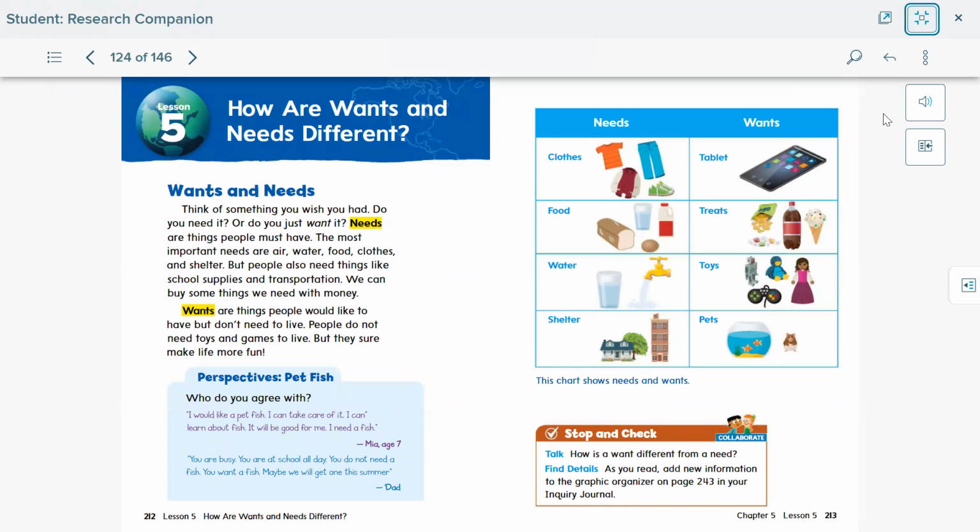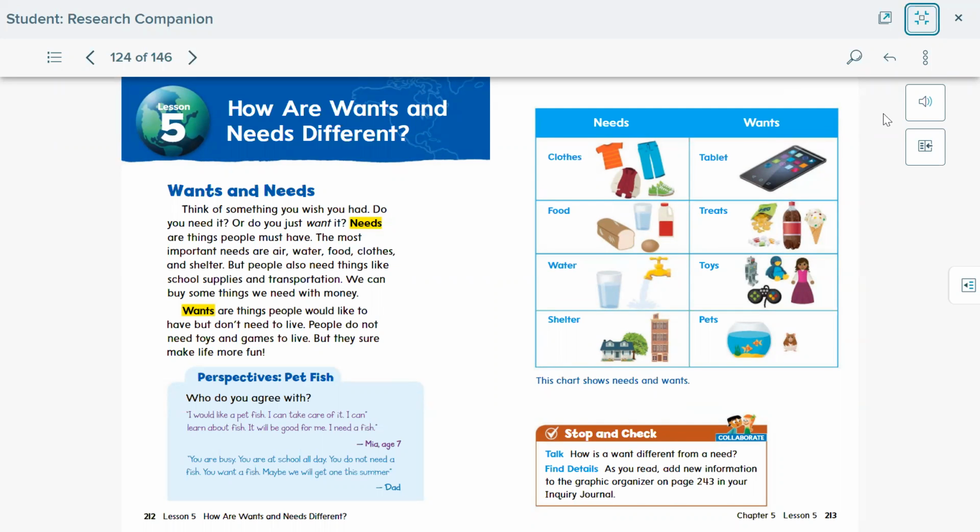How our wants and needs are different. Wants and needs. Think of something you wish you had. Do you need it or do you just want it? Needs are things people must have. The most important needs are air, food, clothes, and shelter. But people also need things like school supplies, transportation. So we can buy some things we need with money.